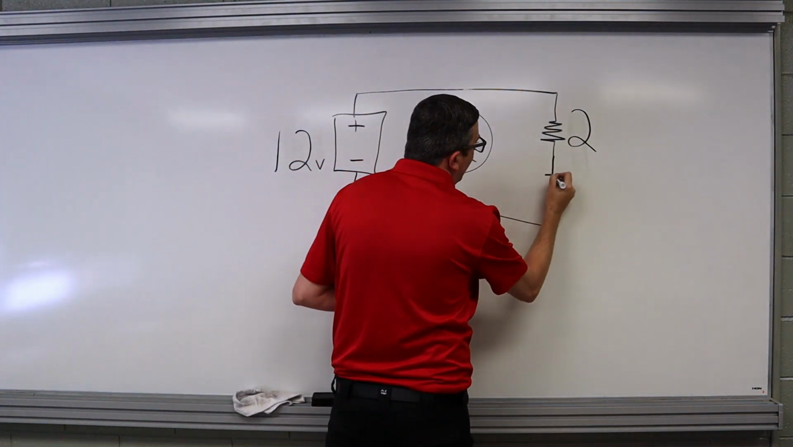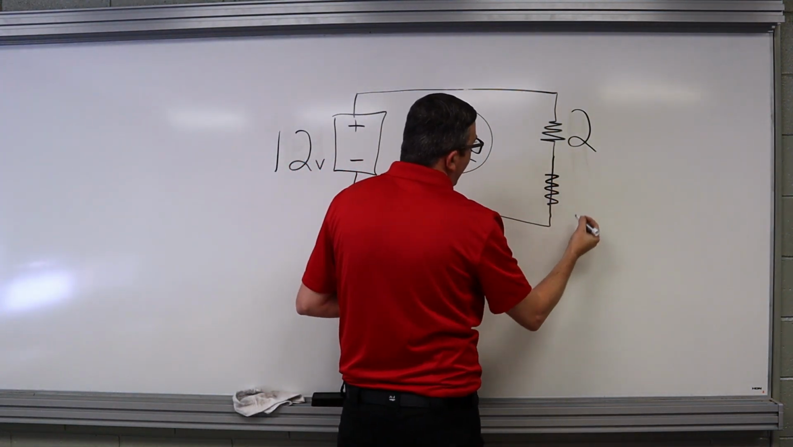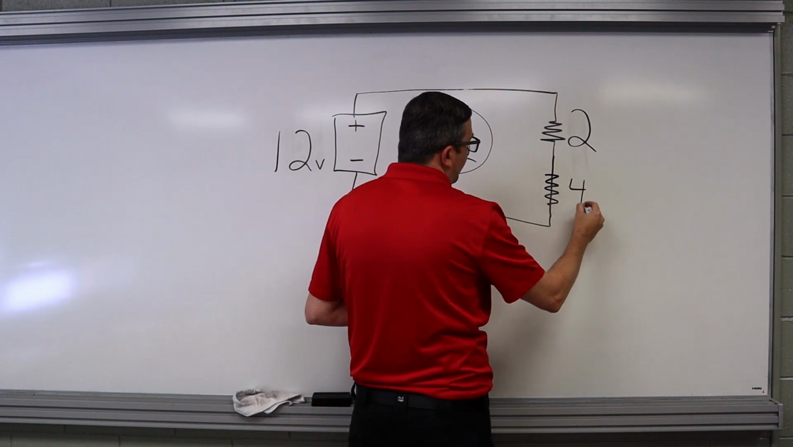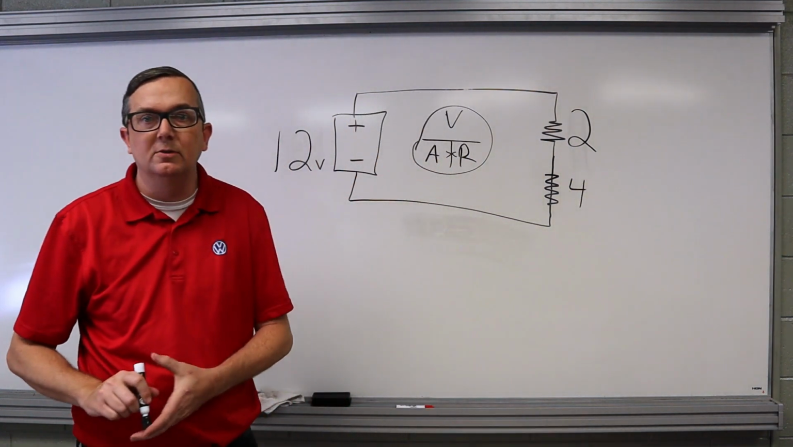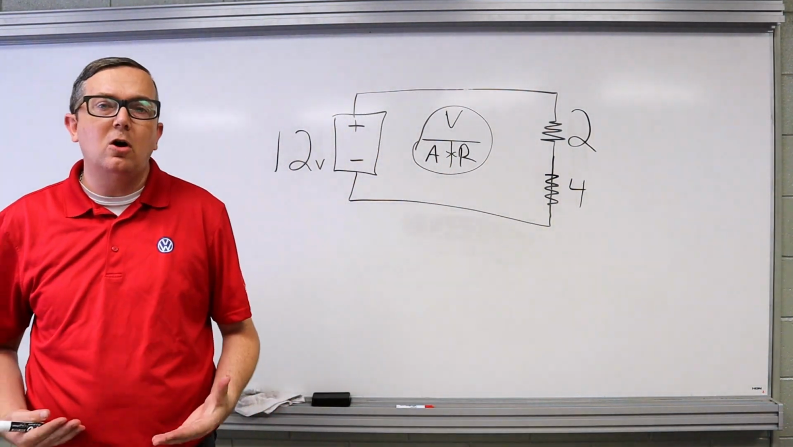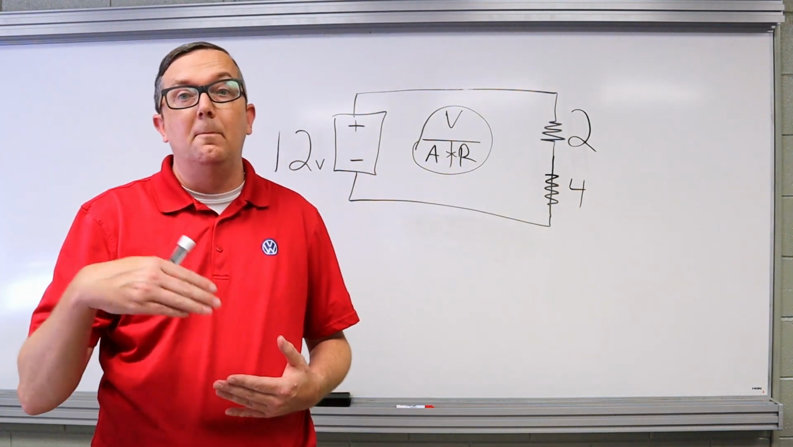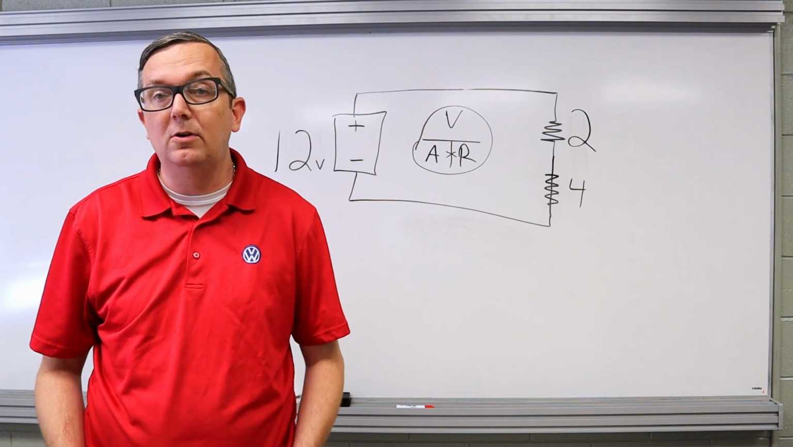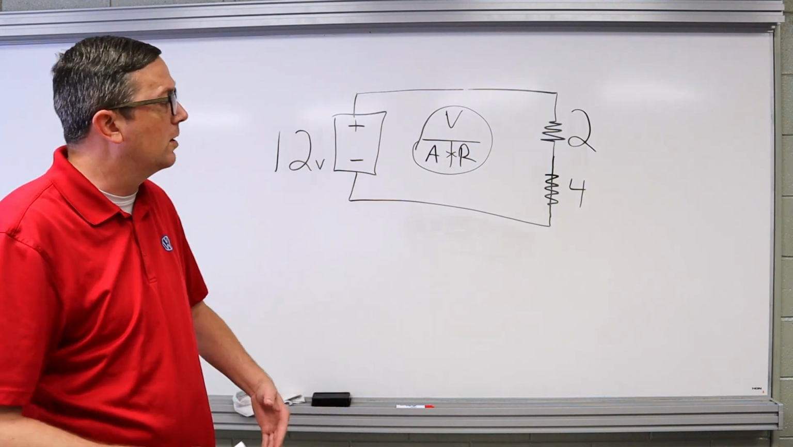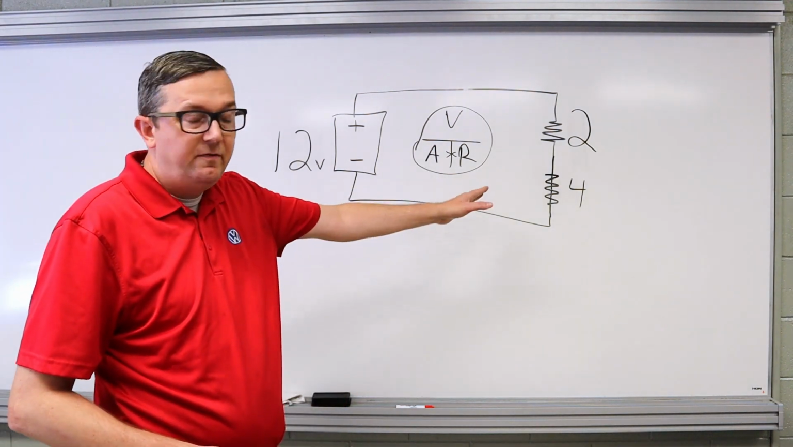If we had another resistor here, and say it's 4, okay? So that's 4 ohms of resistance. Now, in most cars, we're not going to see a circuit like this because multiple load series circuits really don't exist in our world. But just for poops and giggles, let's go ahead and figure this out.